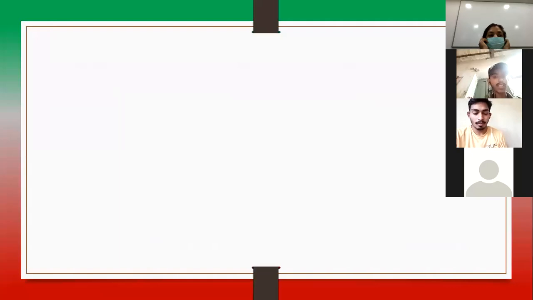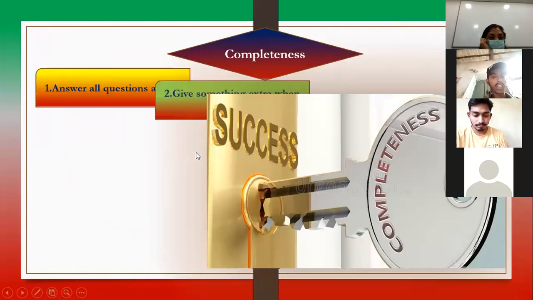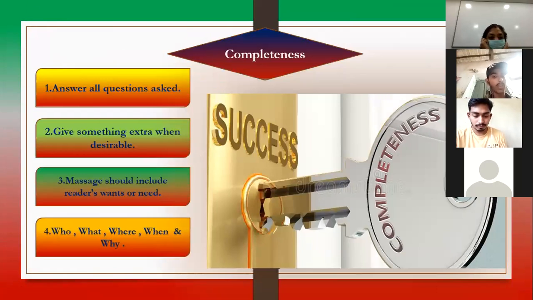The next topic is completeness. In a complete message, the audience has everything they need to be informed and, if applicable, take action. Does our message include a call to action so that our audience clearly knows what we want them to do? Have we included all relevant information, contact names, dates, times, location, and so on? Its major points are answer all questions asked, give something extra when desirable. The message should include readers' want or need, who, what, where, when, and why.